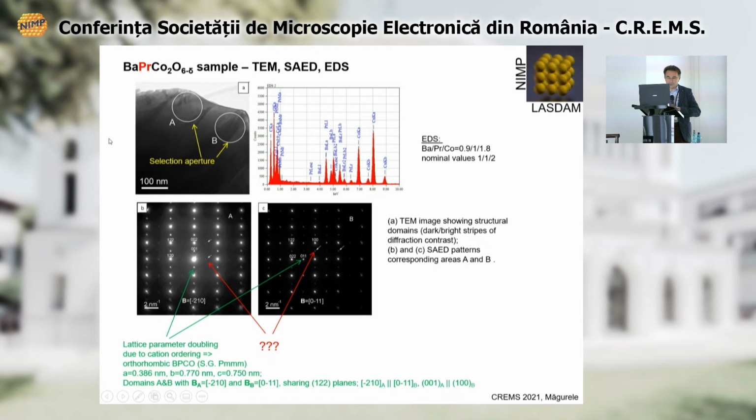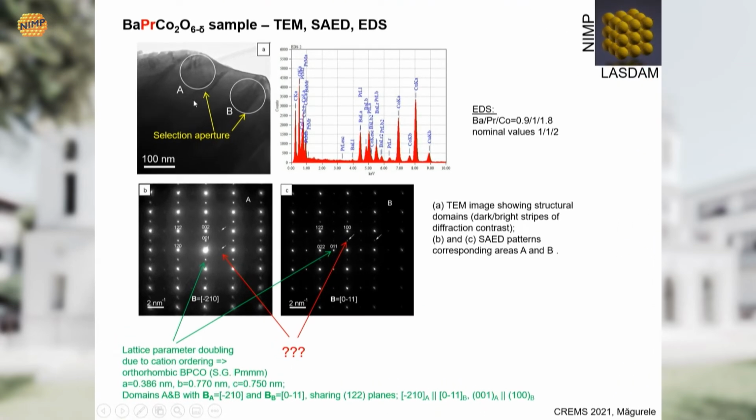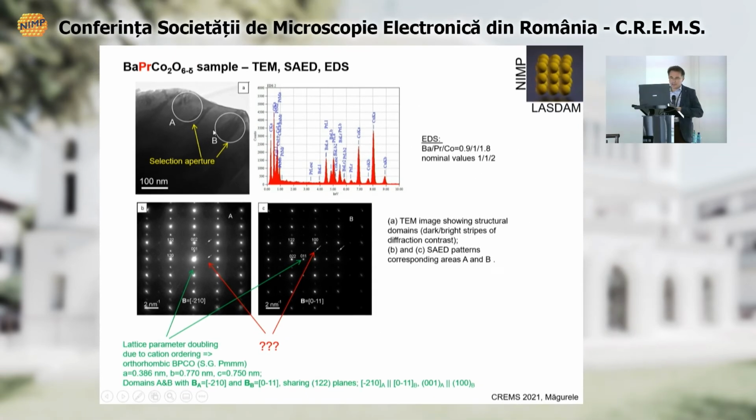I will go to the next example, which is on barium praseodymium cobaltite. This is another example of a grain on which we measured the chemical composition by EDS. We obtained atomic ratios of barium to praseodymium to cobalt of about 0.9 to 1 to 1.8, pretty close to the nominal value. What we see here is that this grain doesn't show a uniform contrast, but it shows bright and dark stripes, which normally correspond to structural domains. So we wanted to analyze these structural domains.